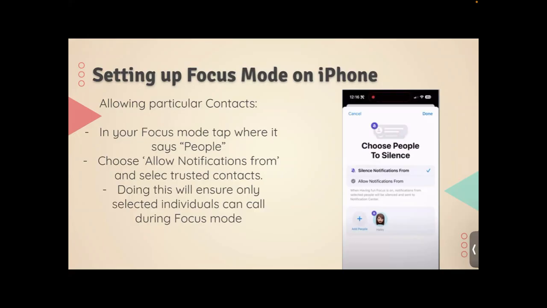When you do it this way, numbers that aren't registered on your contacts, or for this one, numbers that you didn't specifically select, can get through if they call twice. If they call the first time, it will send them straight to voicemail. If they call a second time, they will be able to get through to you.